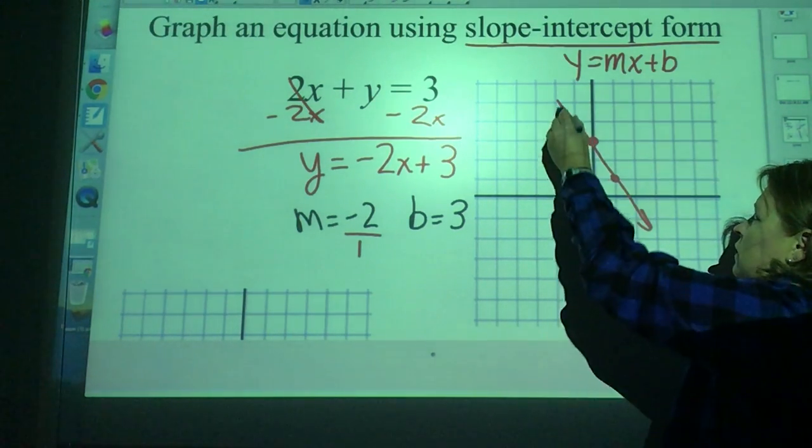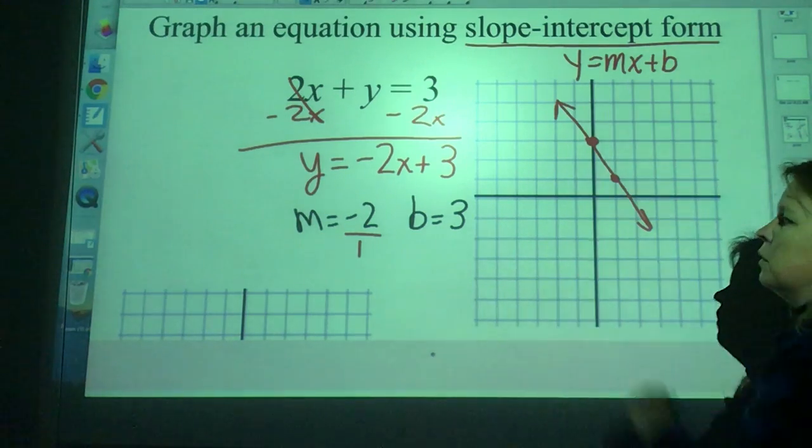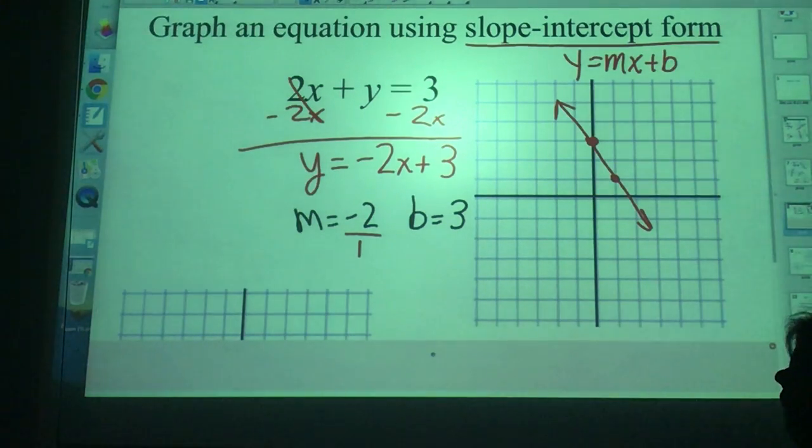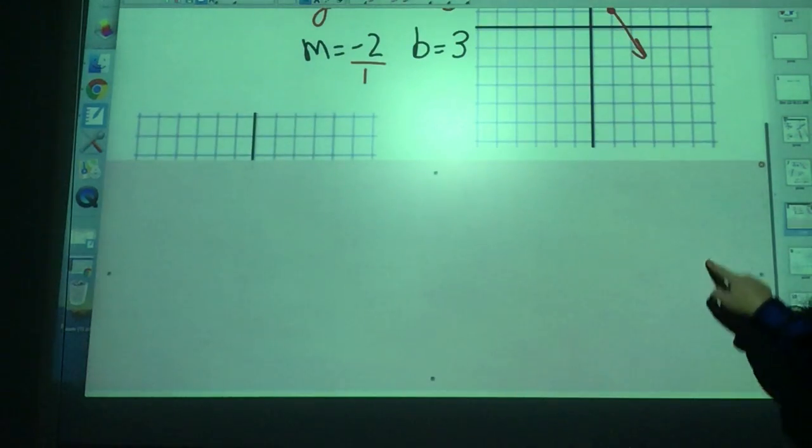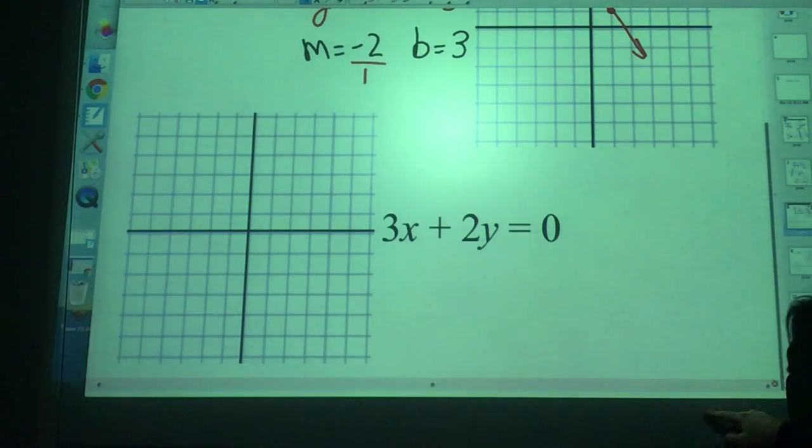Down 2, over 1. Make sure you have a downhill slope, which we do. Final answer. So it's going to take a step to get it in y equals mx plus b form.